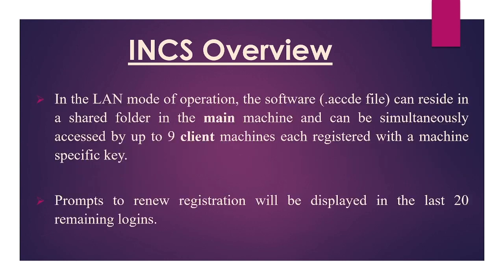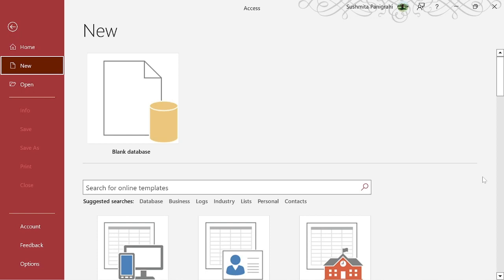In the LAN mode of operation, the software .accde file can reside in a shared folder in the main machine and can be simultaneously accessed by up to 9 client machines, each registered with a machine-specific key. Prompts to renew registration will be displayed in the last 20 remaining logins. Couple of important settings in Access are required before we begin.